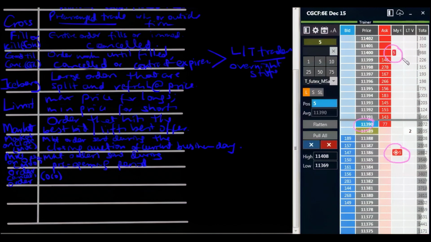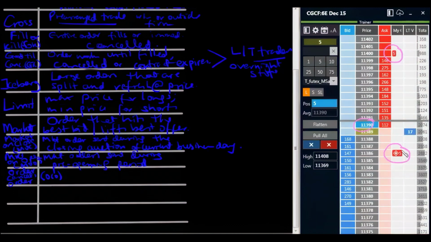Now with an OCO, if I connect these two together, and we don't currently have this functionality yet on the Futex live trading platform, but it will come up very soon, and it's very simple to do. You just connect these such that if one of these gets hit, so if my stop loss order gets hit, my limit gets canceled, or if my limit gets hit, then my stop loss order gets canceled.